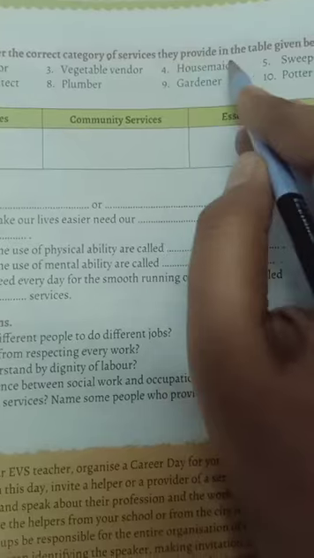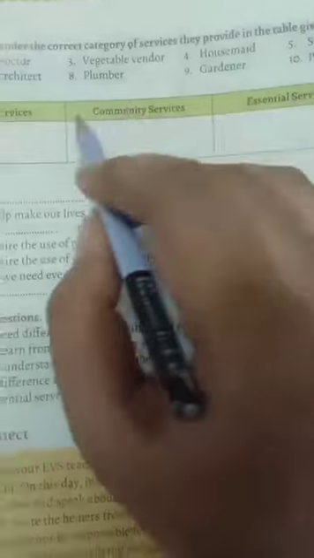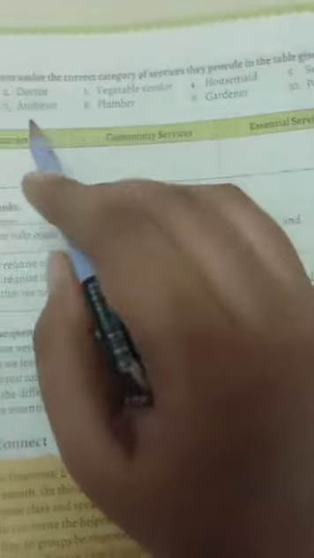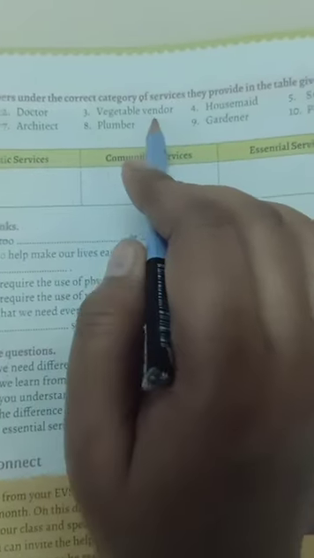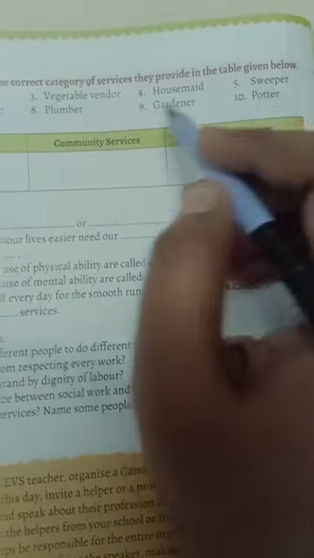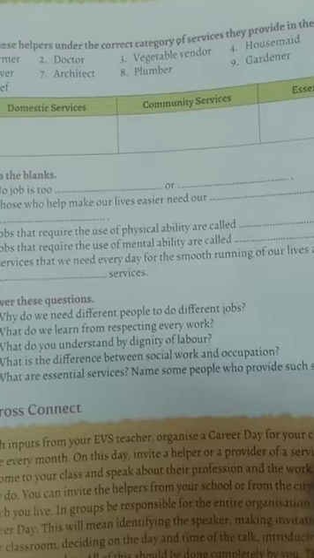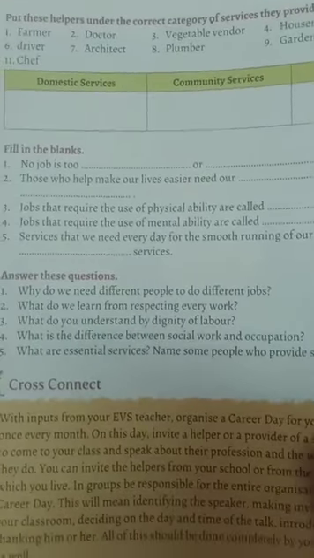Number B, put these helpers under the correct category of services they provide in the table given below. The tables are domestic services, community services, essential services, and the options are farmer, doctor, vegetable vendor, housemaid, sweeper, driver, architect, plumber, gardener, potter and chef. Do it yourself and you can comment it below.